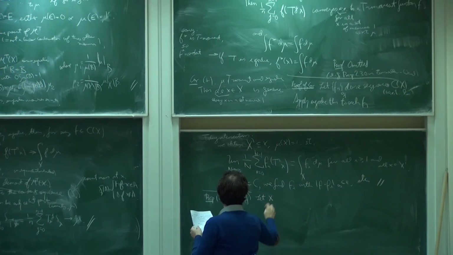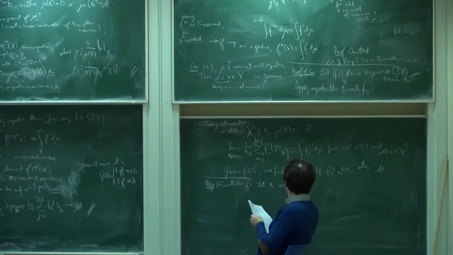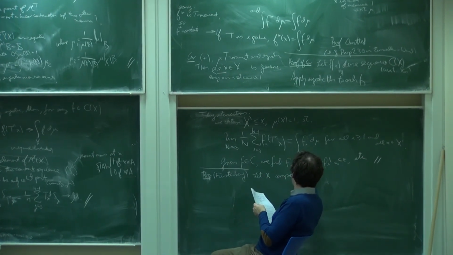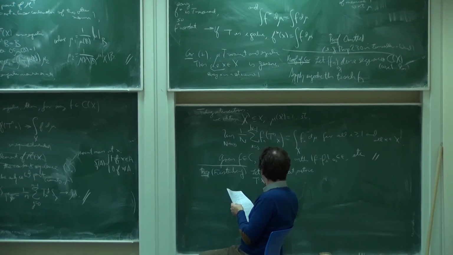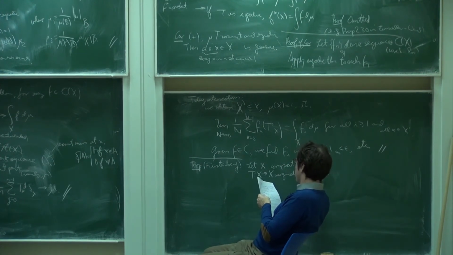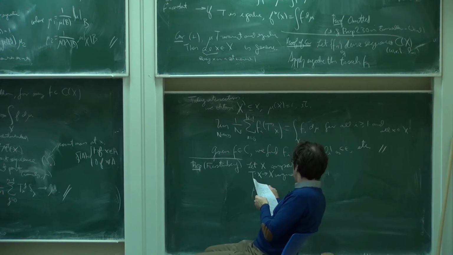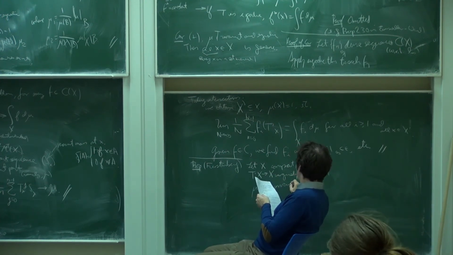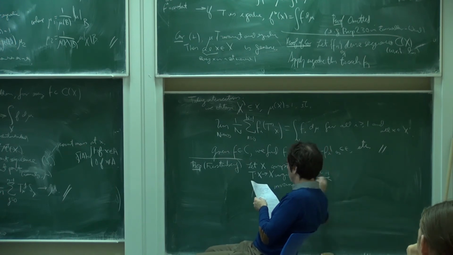let X be, as usual, compact metric. This is what happens when the mathematicians get lazy. So T is uniquely ergodic. Mu is the only invariant measure, since this is ergodic, this is uniquely ergodic.